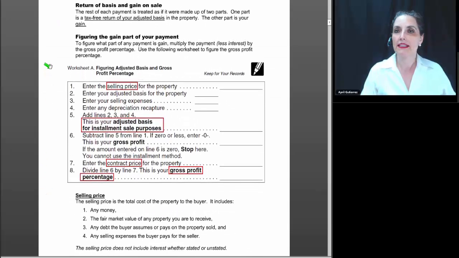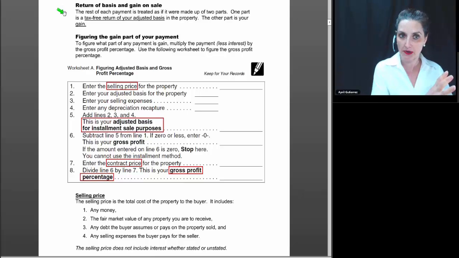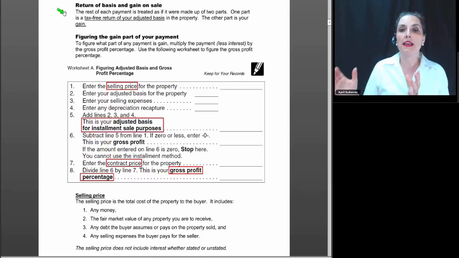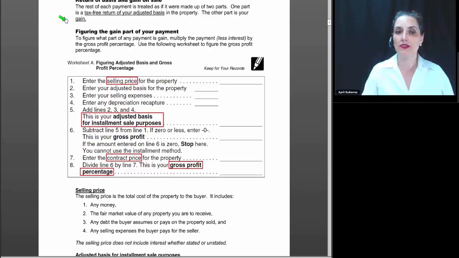Return of basis and gain on the sale. The rest of each payment is treated as if it were made of 2 parts. So every payment is really comprised of 3 parts, but we look at one part being the interest part, and then the other part being the payment on the principal and what portion of that principal part of the loan is going to be taxable to you and what part is a return of your investment. So the rest of each payment is treated as if it were made of those 2 parts. One part is the tax-free return of your adjusted basis, and the other part is your gain.